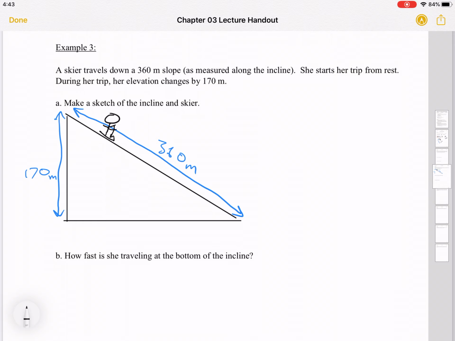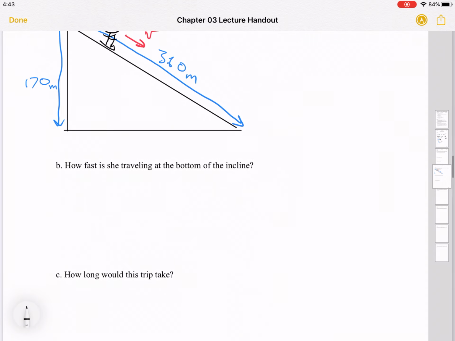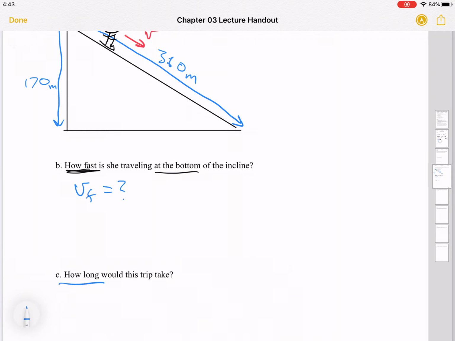Starting from rest, probably at the top of the hill, and then traveling down this hill, right, this way. So the questions are, how fast is she traveling at the bottom of the hill? And how long does it take? So we could even say, how fast at the bottom? That's find a v final, right? So let's say v final equals, and how long? That's a delta t.